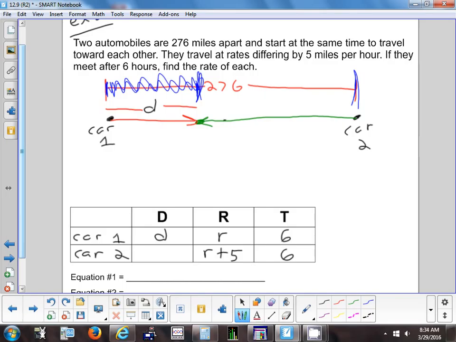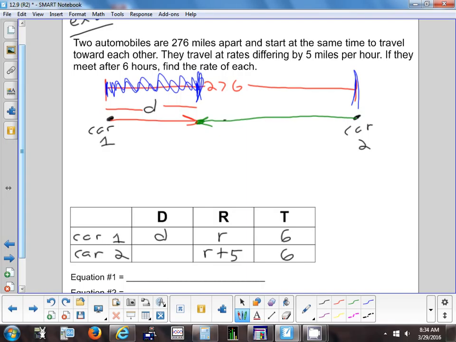Wait, so then wouldn't it be the other way around? If car 2 drove farther than car 1, wouldn't car 1 be 276 minus D? No, I think that should work out okay.